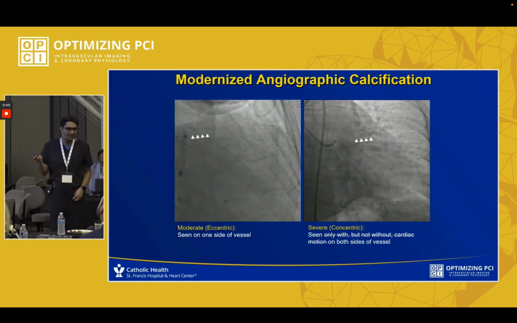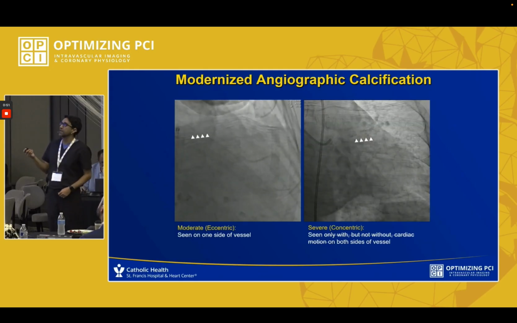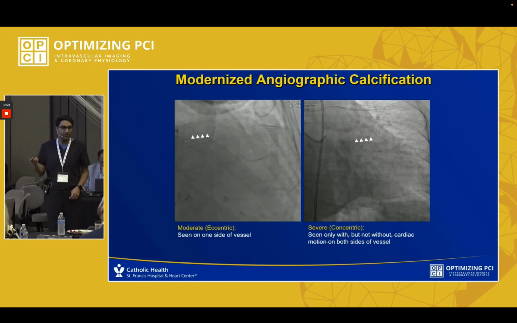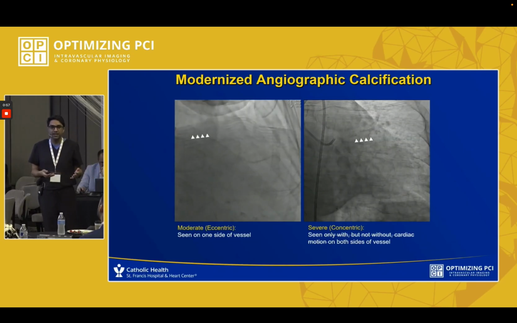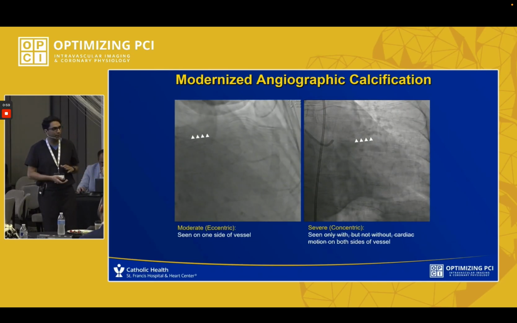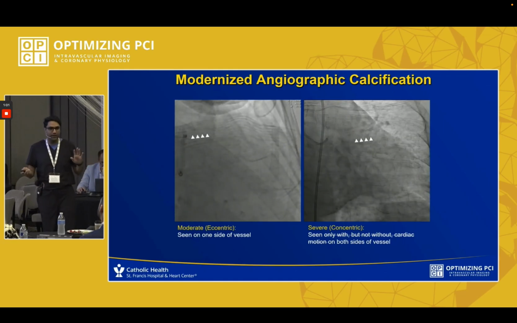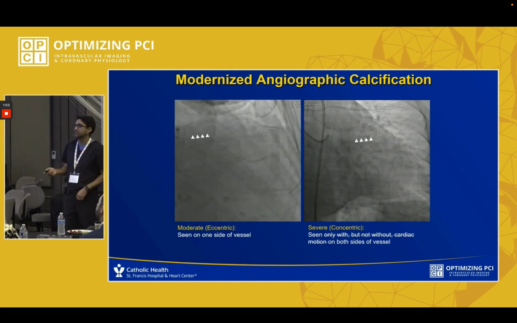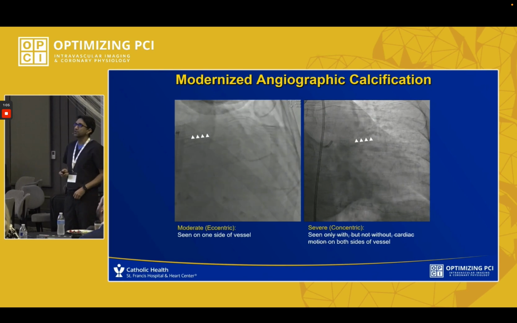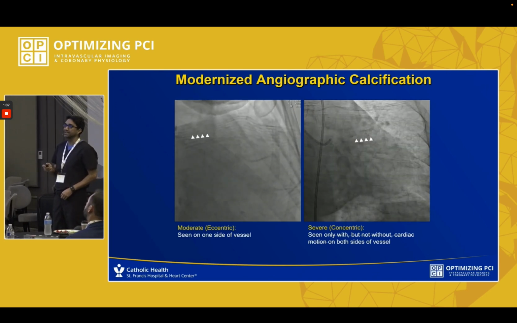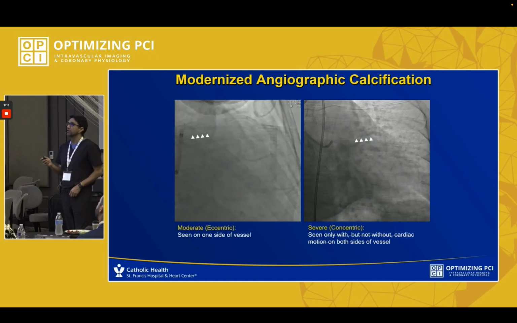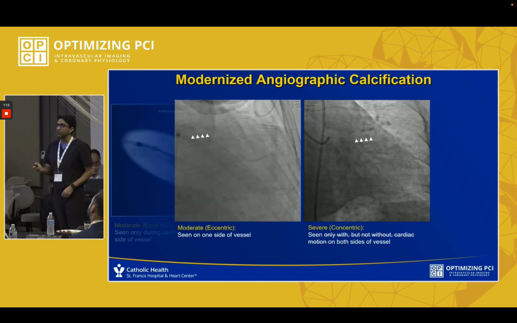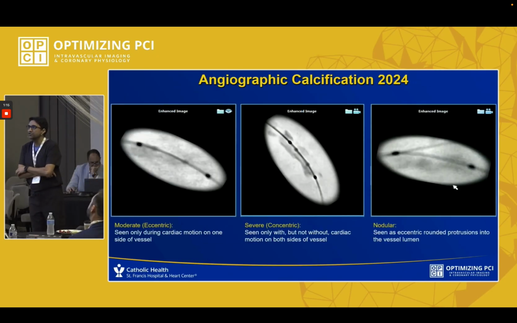If it's on one side of the vessel, we think it's moderate, and if it's on both sides of the vessel, we think it's severe. One side is eccentric, both sides is concentric, and we make our plan. Nobody's taking their foot off the pedal and doing any kind of other analysis on this. So that's the way we should be thinking of calcium, as eccentric or concentric, because they have very different treatment results.